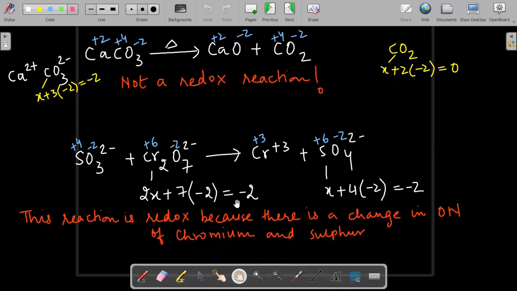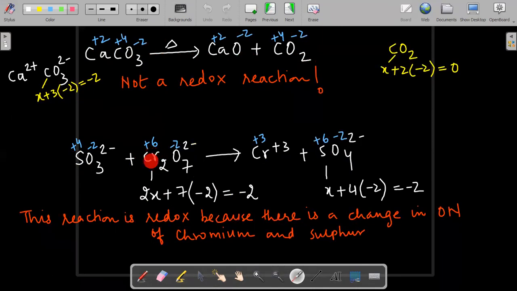Some more examples here. Calcium carbonate decomposing to give calcium oxide and CO2. Again, there is no change in the state, so it is not a redox reaction. Now in the second reaction here, sulfur is +4; you can calculate it by taking x.